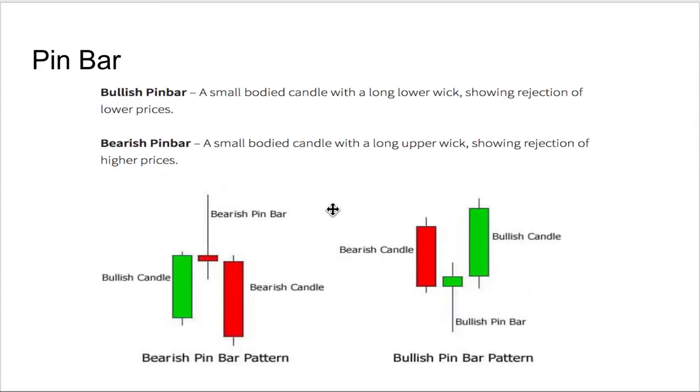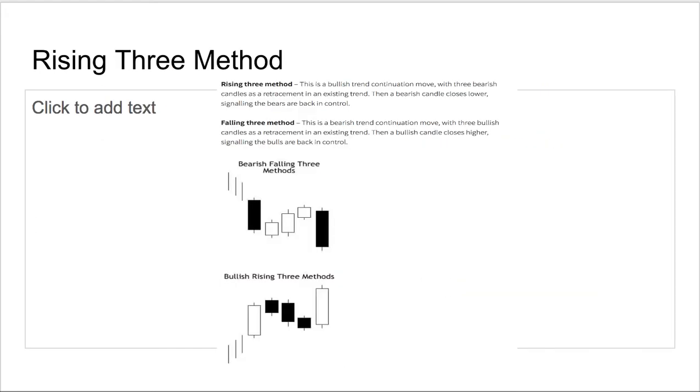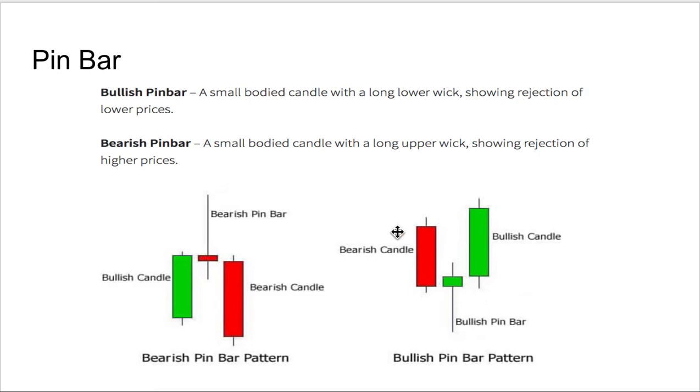Pin bar. A bullish pin bar is a small bodied candle with a long lower wick showing rejection of lower prices. So what does it mean? If you look at this candle structure, this candle opened up over here, it closed down here, and then the next day, the price opened over here, they try to do one more push down, right? Oops, sorry, over there. So day one is this, price opened up over here, it closed down here.